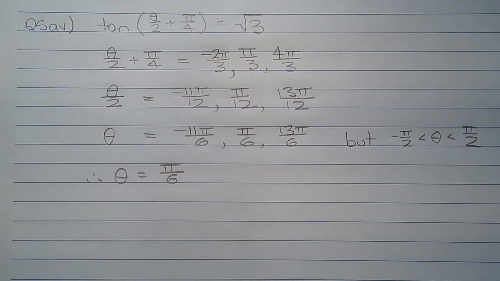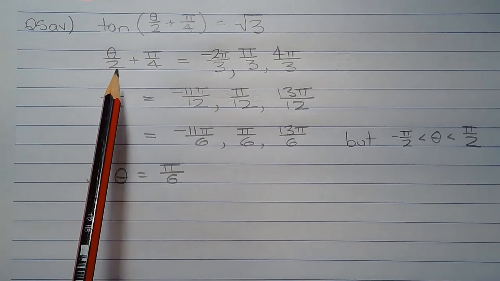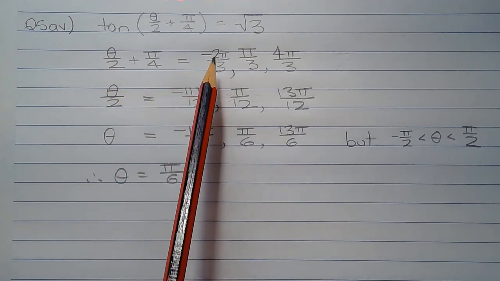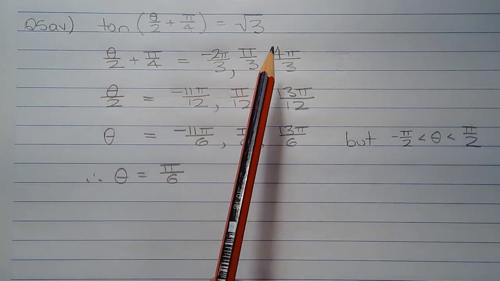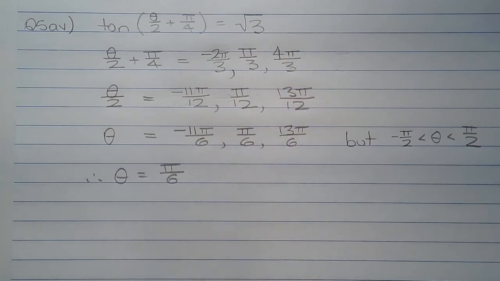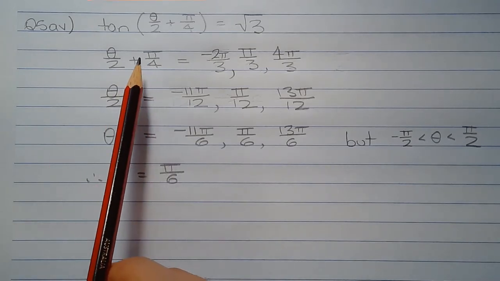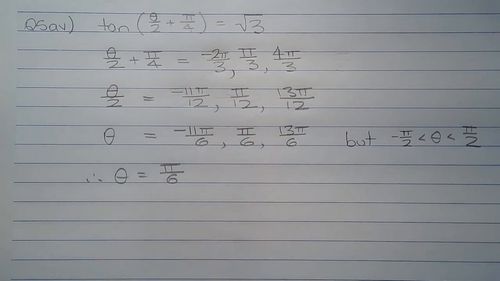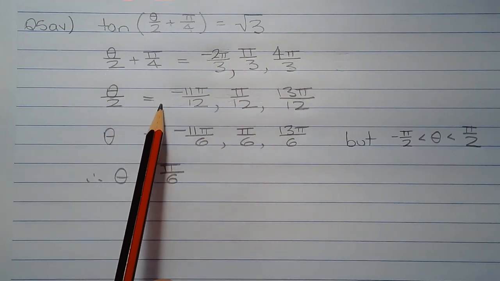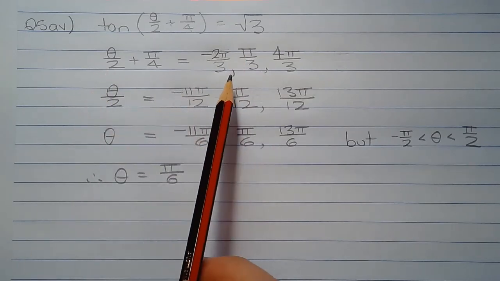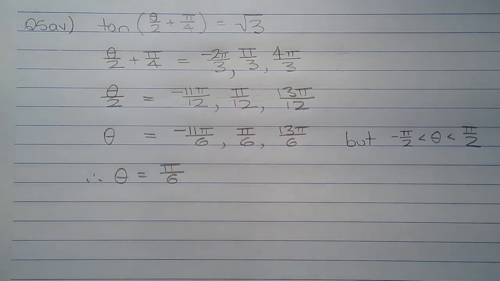Taking the inverse tan of both sides, we get theta over 2 plus pi over 4 is equal to negative 2 pi over 3, pi over 3, and 4 pi over 3. Just taking into account the stated domain, which is theta greater than negative pi over 2 and less than pi over 2, so I'm just thinking ahead a little bit here. Subtracting pi over 4 from both sides of the equation, we get theta over 2 is equal to negative 11 pi over 12, pi over 12, or 13 pi over 12.